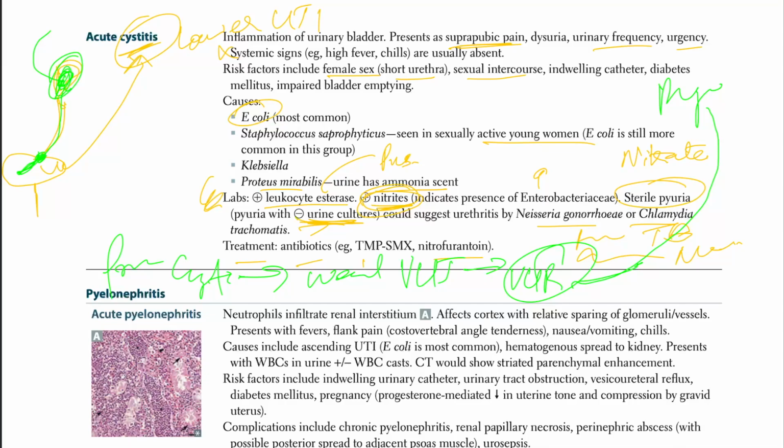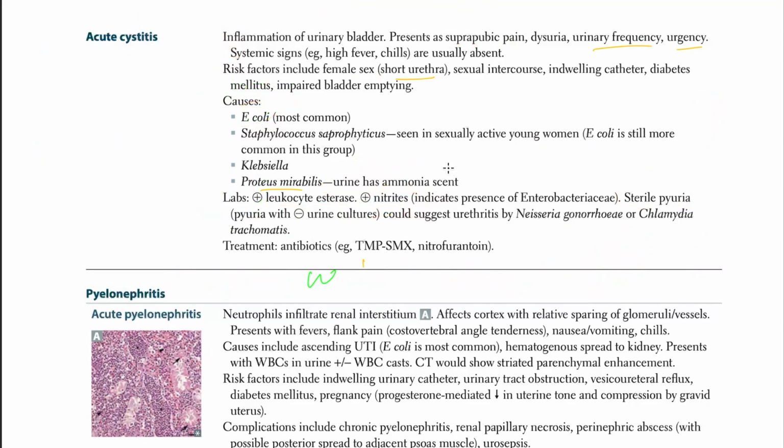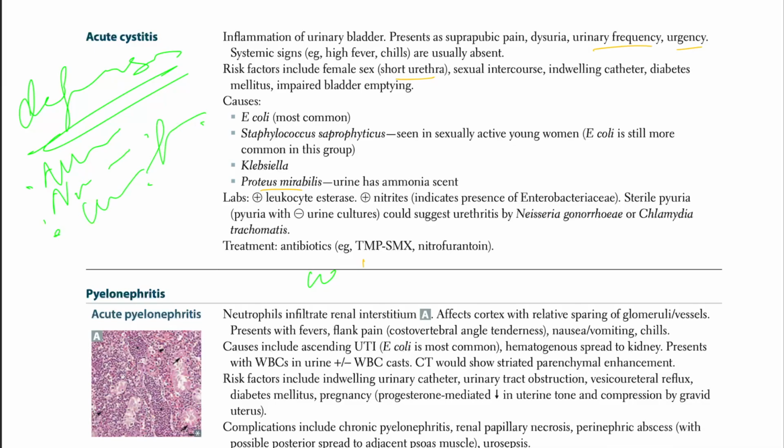So these are the causes, and these are the labs that are going to be positive with cystitis. But the question is, what are the bladder antibacterial defenses? So let me just write them here. What defense do we have? What does the bladder have as an antibacterial defense? First of all, the bladder mucosa doesn't allow bacterial attachment. Normal urine is bactericidal itself. Urine flow washes the bacteria out.